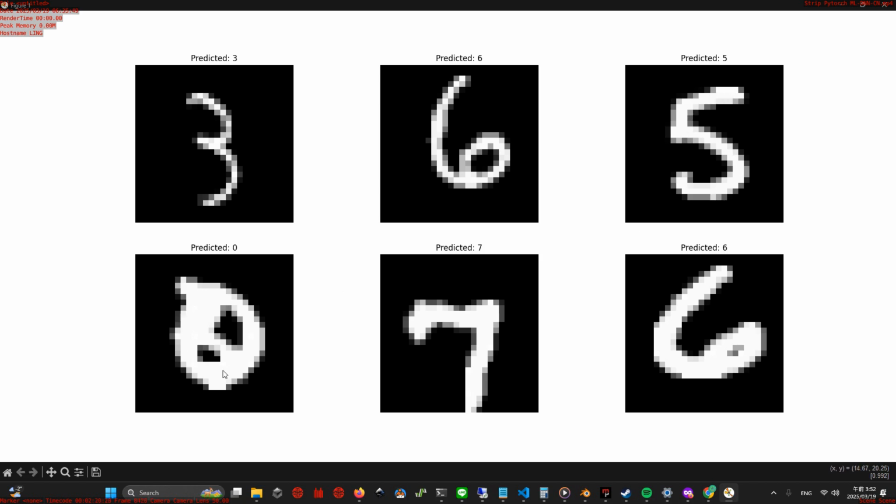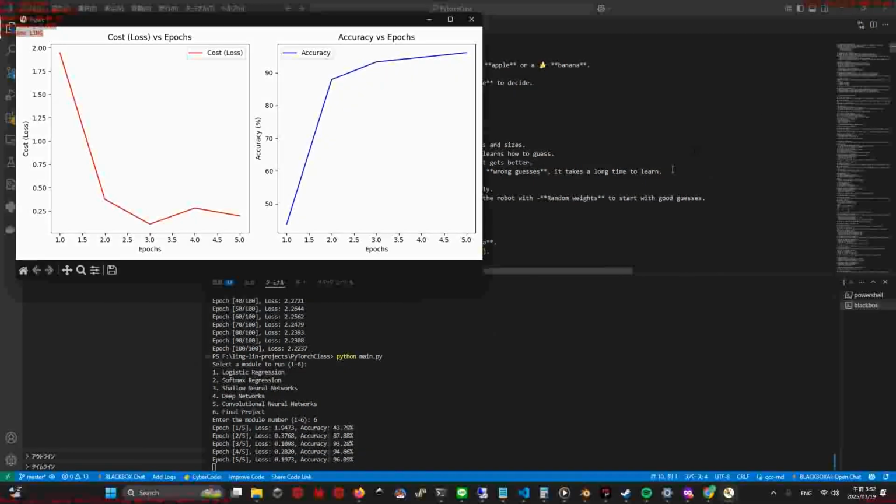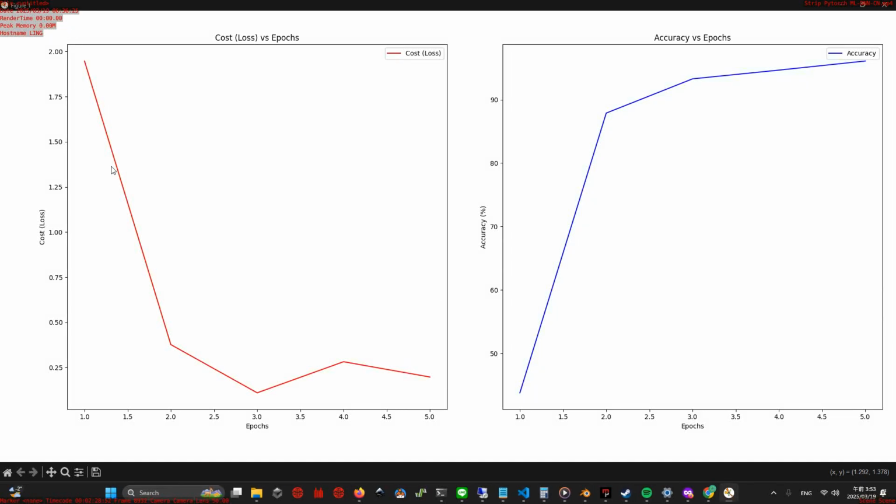Finally, let's explore Xavier initialization. When a network starts learning, it needs good starting weights. Xavier initialization picks balanced weights so the network learns faster and makes smarter decisions.